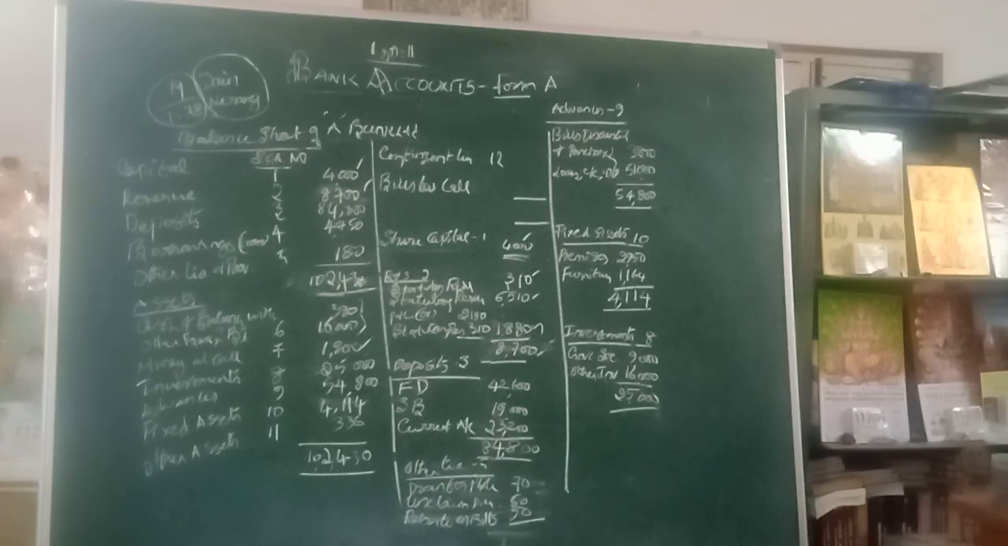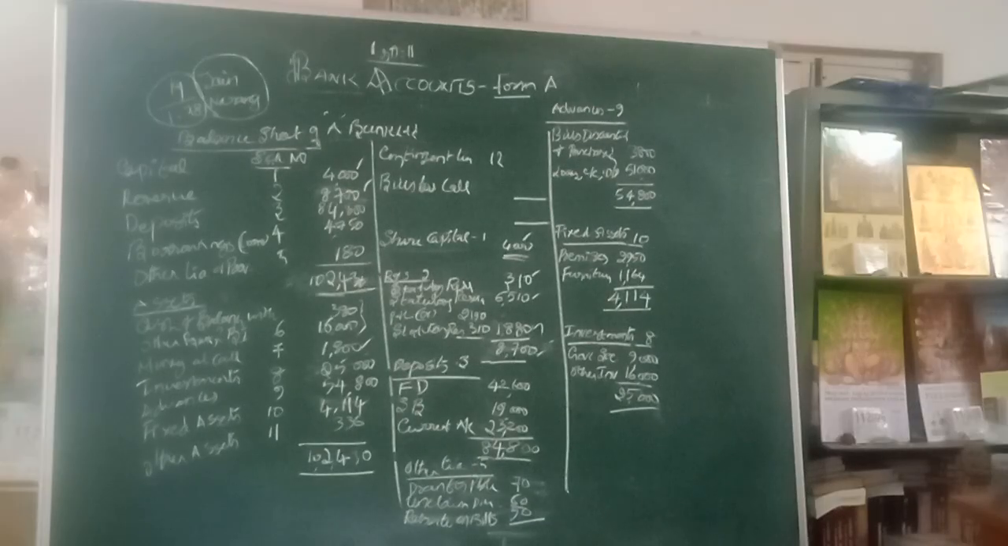So for better understanding in the examination, you prepare the schedule mentioned with schedule number 6 and put it separately. Then bills discounted and purchased. This is one of the important items. Please mention that bills discounted and purchased should be in advances.